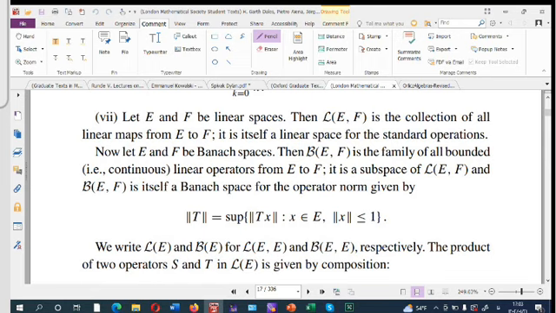Now let E and F be Banach spaces. Then B of E and F is the family of all bounded linear operators, or continuous linear operators, from E to F. We know that continuity and boundedness are equivalent for linear maps, okay? So this is the set of all linear bounded functions from E to F, or linear continuous functions from E to F.